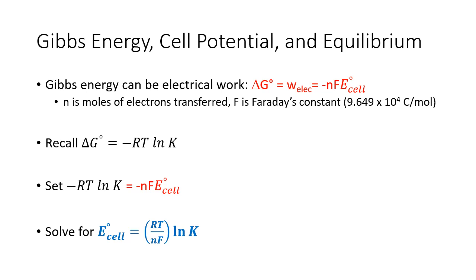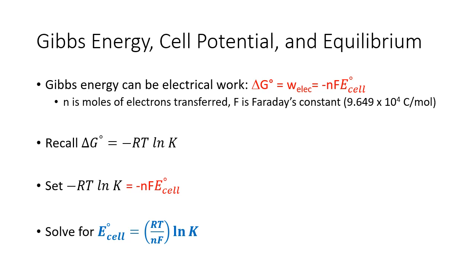Gibbs energy can be thought of as electrical work, so moving electrons along. In physics, that is defined as negative nFE naught cell. n is the number of moles of electrons transferred. F is Faraday's constant, which is 9.649 times 10 to the fourth coulombs per mole. And E standard cell is straightforward.